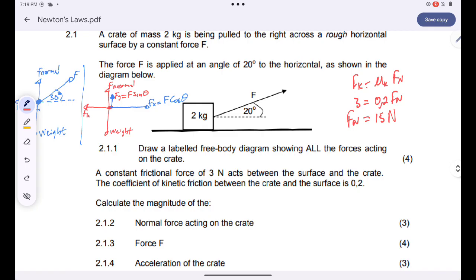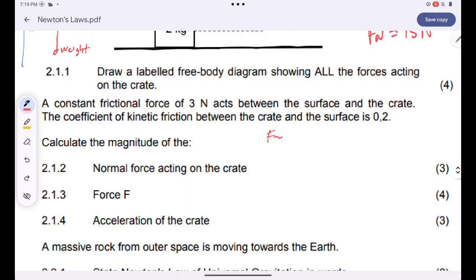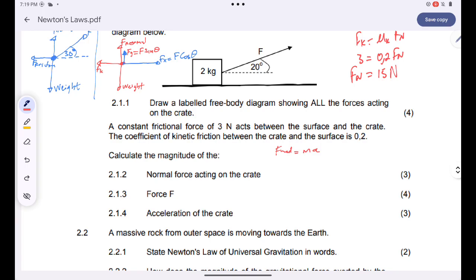And now they want us to calculate force F. We can use our free body diagram. This is why I prefer using this form of free body diagram, because now I can easily calculate the magnitude of F. Remember, guys, F net, according to Newton's second law, is equal to ma.